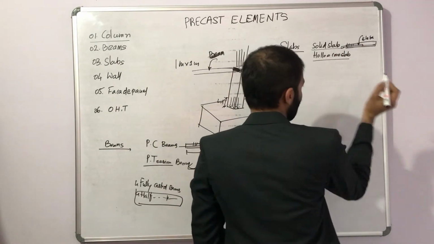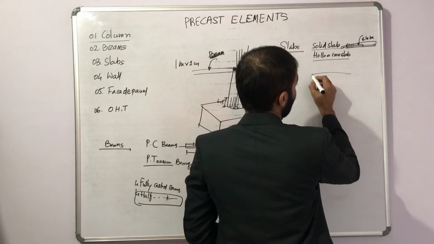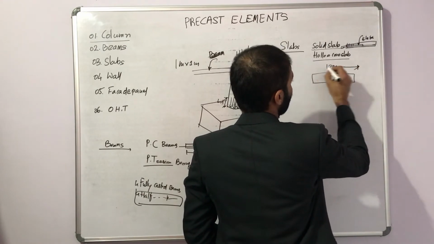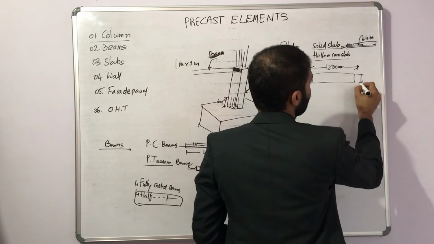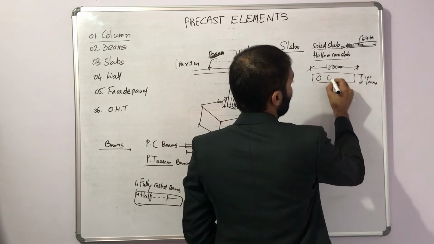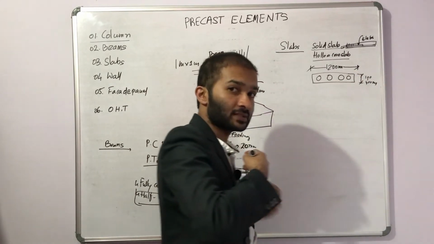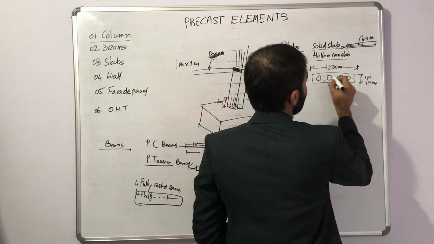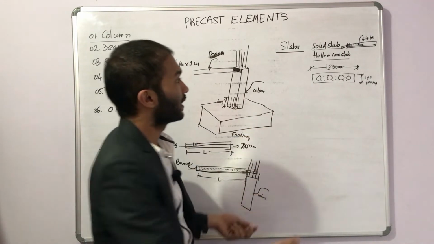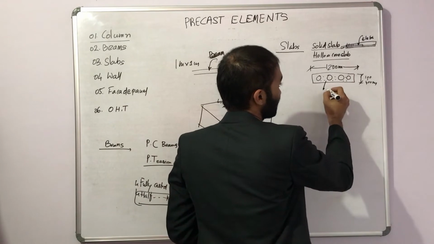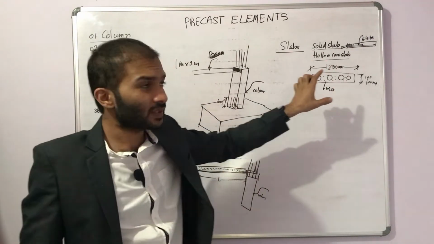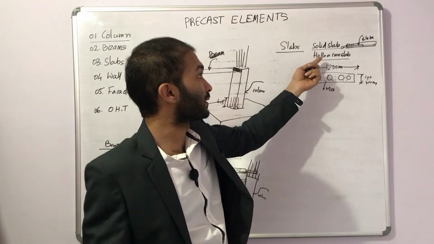The next one is hollow core slab. I'm just taking a section of this, correct? If you cut the hollow core exactly here, it's around 1200 mm maximum width. The depth varies from 100 mm to 400 mm. You will find holes in the slabs through and through, from this end to that end, and here you will find the pre-stressed tendons. The hollow core slabs are cast with M60 grade concrete or above. So these are the kinds of slabs we see in precast elements: solid slab and hollow core slab.